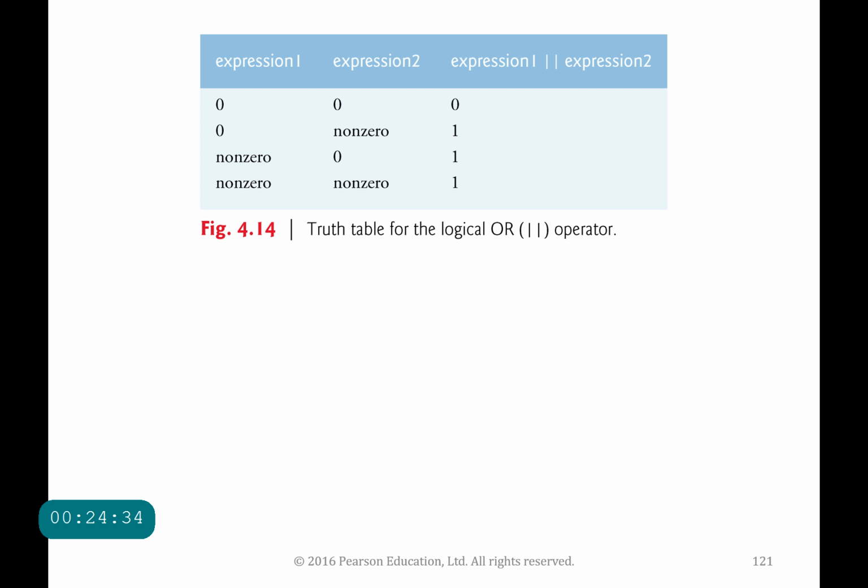Let's look at the truth table. So again, you get ones when either both or one of the conditions is true, and then you get 0 only when both expressions are false or 0.